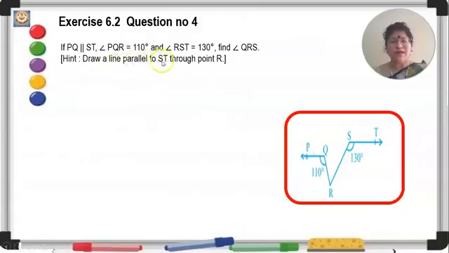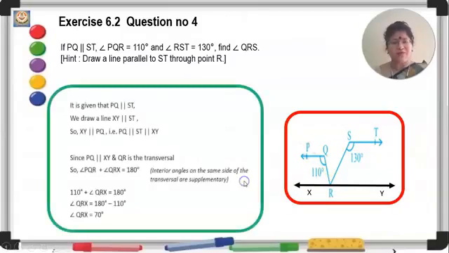You have to draw a line parallel to ST through point R. So what we do here is we draw XY parallel to ST. Now, if you look at this figure, PQ is already parallel to ST, and XY is parallel to ST by construction. Therefore, we conclude that these three lines will be parallel to each other. So this is the solution. I want you to make a note of the solution in your geometry notebook. We have concluded that PQ is parallel to ST parallel to XY.